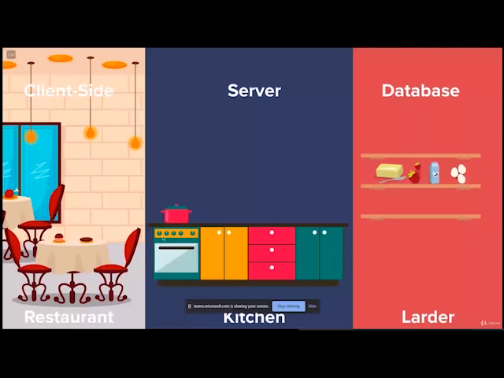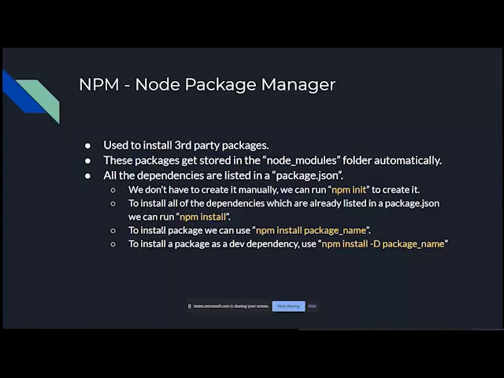So now let's talk about npm. When we install Node.js, we get another thing installed with it, which is called npm. npm stands for Node Package Manager. It is used to install third-party packages from npm, and these packages get stored in the node_modules folder automatically. Another file is also created, called package.json, in which all the dependencies are listed. We don't have to create this package.json manually; we can create it using npm init. Sahil will show you how to create it.